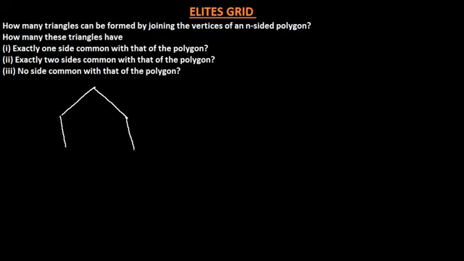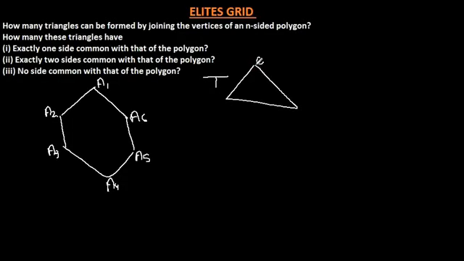This is a hexagon, a six-sided figure with six vertices: A1, A2, A3, A4, A5 and A6. We need triangles with exactly one side common with the polygon. For a triangle we need 3 points, that means 1 point, 2 points and 3 points. We need 3 points to form a triangle, and these 3 points should not be collinear.